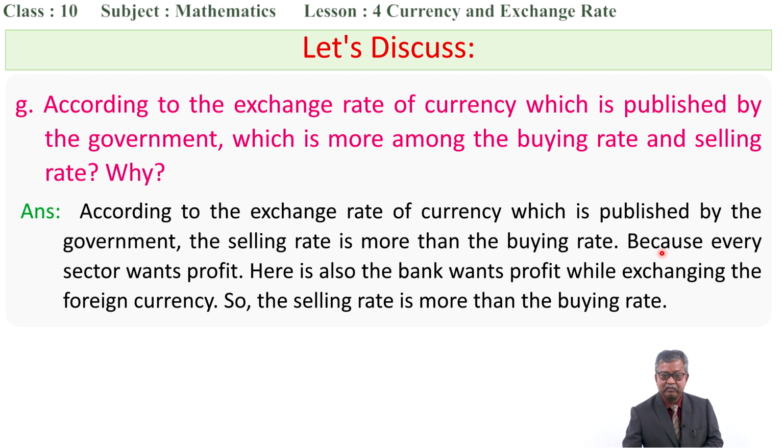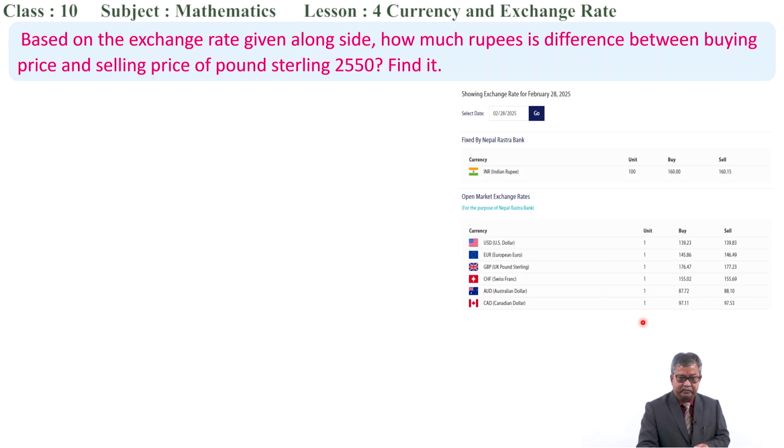Yes. Why? Because every sector wants profit. Because a bank also wants to take profit, or not? Because in a bank, there are so many people working there. So the bank provides the job and gives them what? Salary. So in such a case, what? Bank needs profit or not? Okay. So here also the bank wants profit while exchanging the foreign currency. So that's why the selling rate is more than the buying rate.